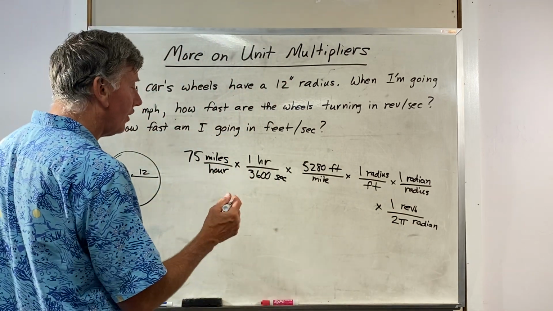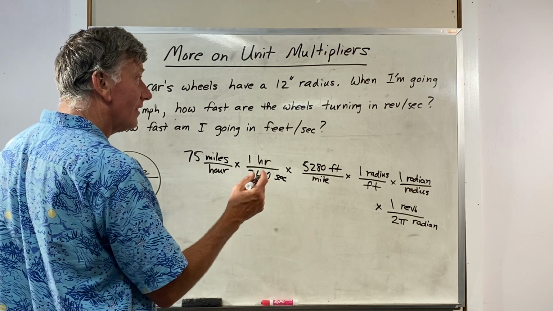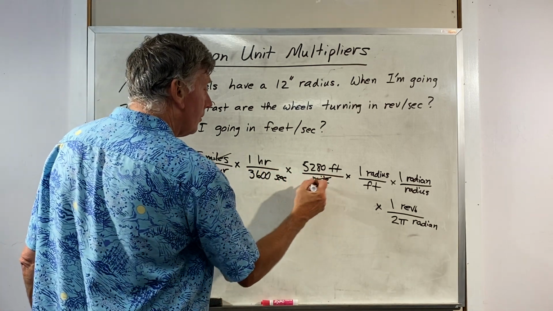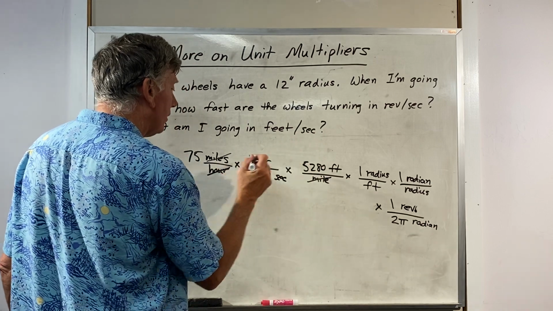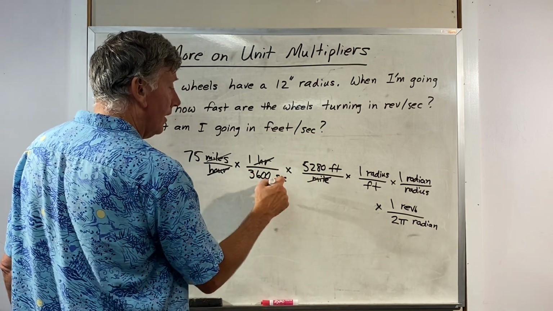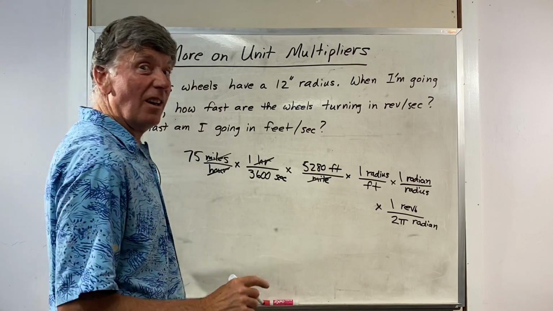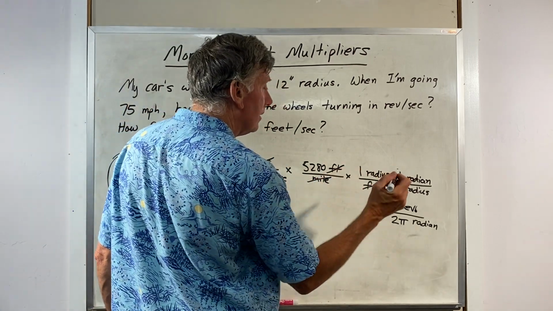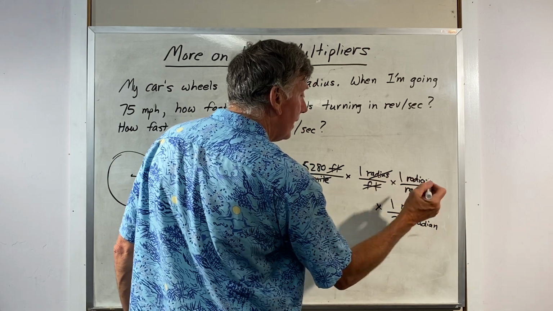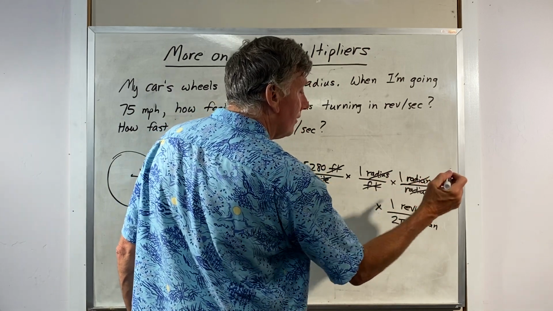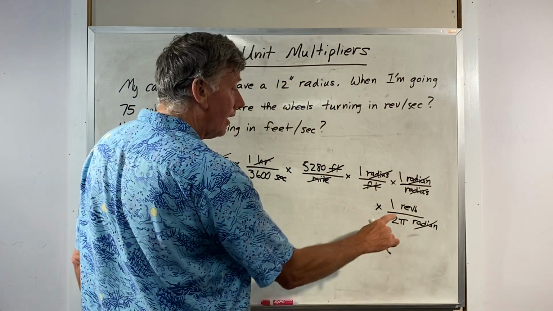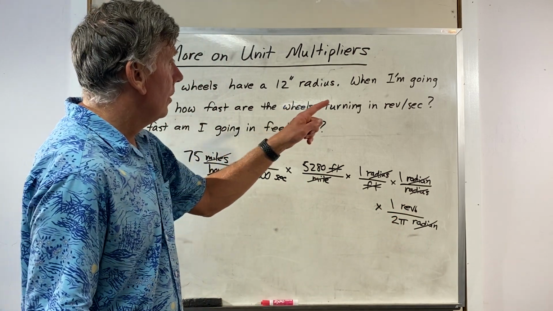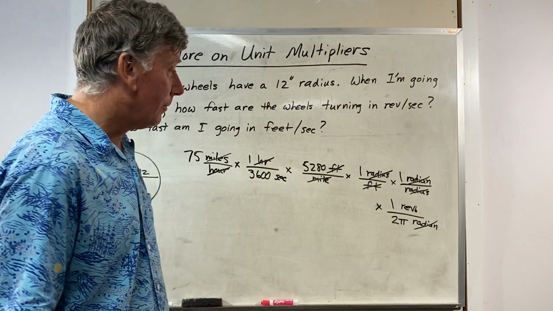But first I want to show you how nice it is to have all of these things cancel out. Miles cancels with miles. Hour cancels with hour. Seconds remains because I want that in the denominator. Feet cancels with feet. Radius cancels with radius. Radians there cancels with radians there, and I'm left with revolutions on the top and seconds in the denominator.